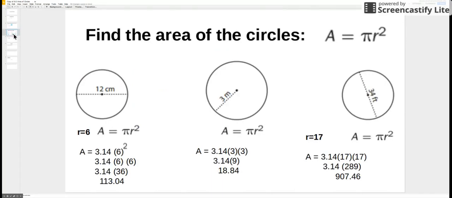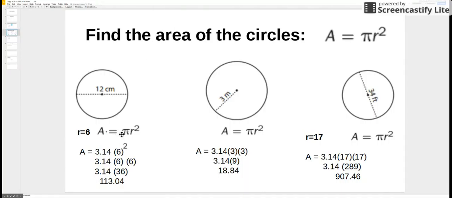Let's look at another example. Find the area of the circle. We're given the formula, area equals pi r squared. We have a diameter here of 12, but we want the radius. The radius, if we remember, is half of the diameter. So if the diameter is 12, our radius then is 6.